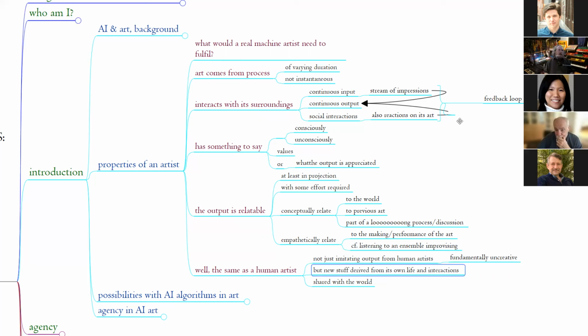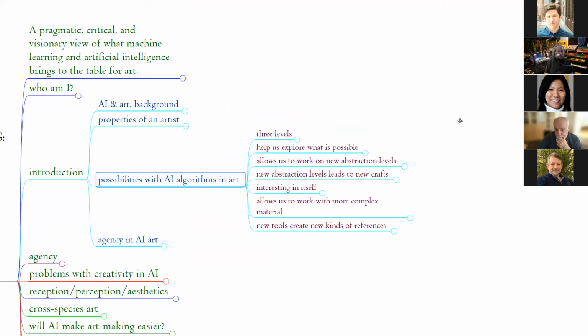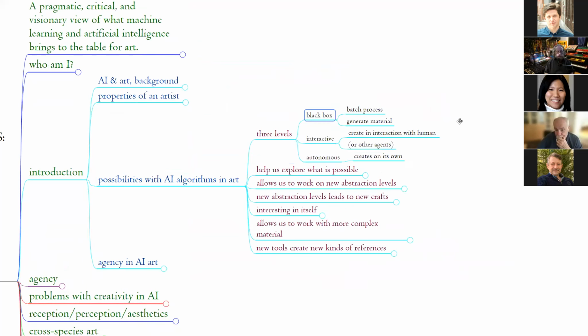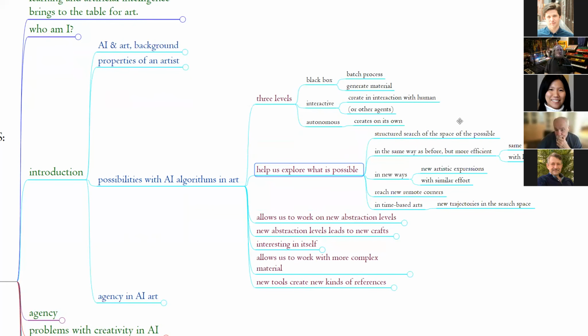An artist communicates new stuff derived from its own life interactions, and maybe we don't yet have the concept of the life of an algorithm so far. There's a lot of possibilities, and I'm not at all critical of algorithms. I love them. There are many possibilities. We can use them as black box algorithms to batch process and generate material, and use them as interactive AI we play with, like an improviser, and possibly in the future they can become autonomous and create things on their own. And they help us to explore what is possible.